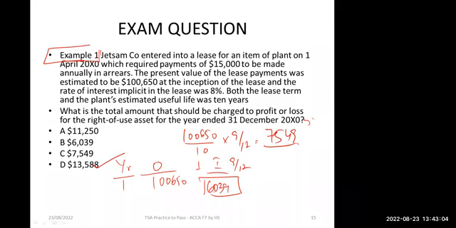Why it's only for right to use the asset. The total P&L charge. It's mentioned here. What is the total amount that should have to be charged? The P&L. So it's not about the depreciation only.